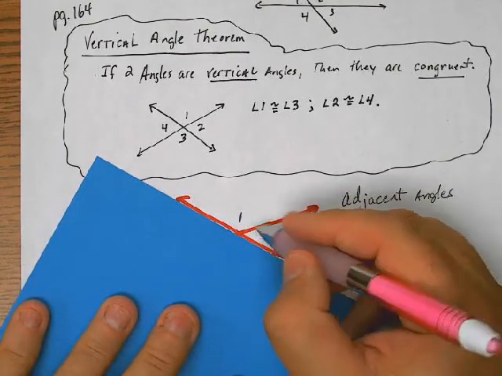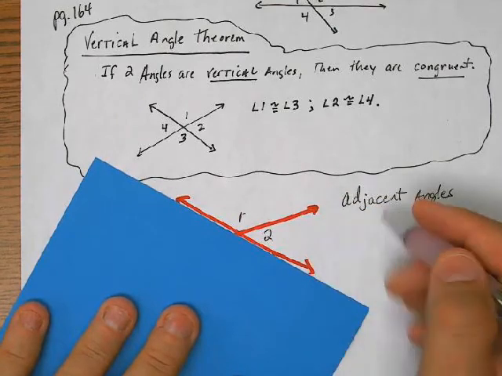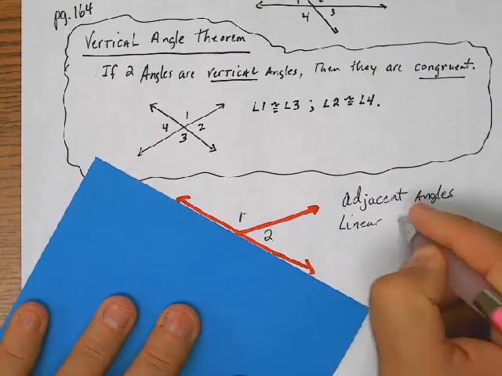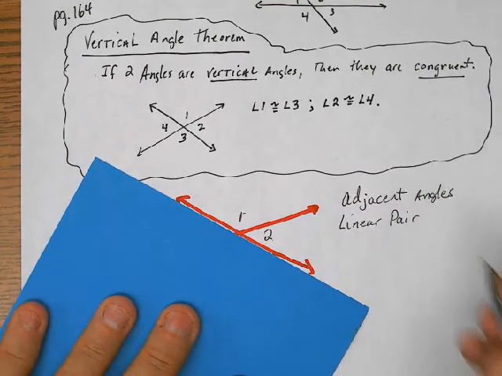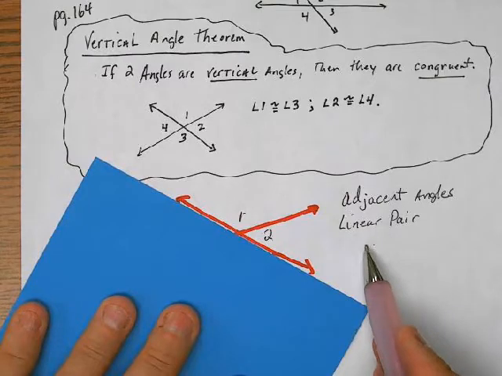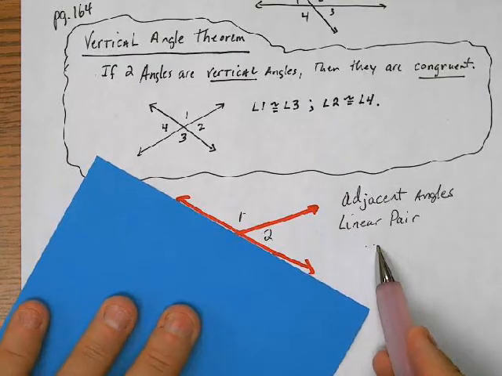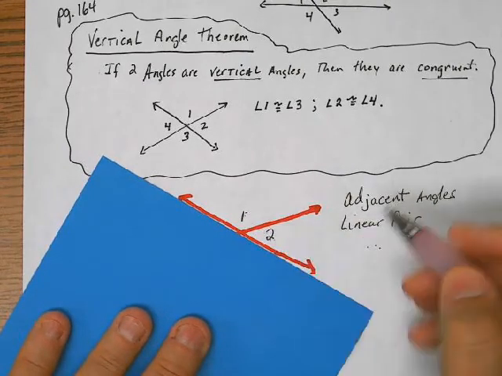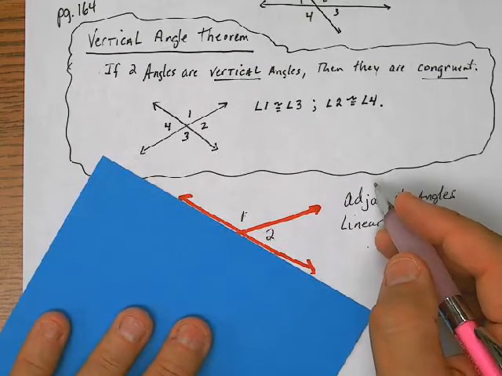Now, more specifically, because they add up to be 180 degrees, they are what we call a linear pair. A linear pair is adjacent angles whose sum is 180. You remember talking about that? It's been a while. But angle 1 and angle 2 would be what we would call a linear pair whose sum is 180.